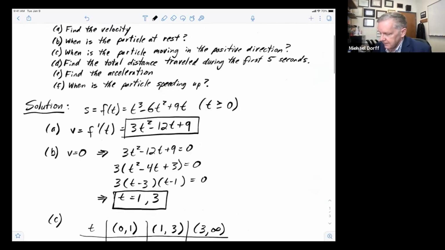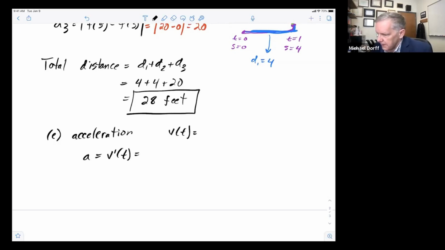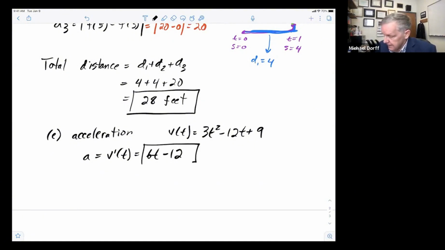We're supposed to find the acceleration. Okay, so we need to find the acceleration. Well, what's the acceleration? Acceleration equals the derivative of the velocity. So I go back, what was my velocity? My velocity again was, let's see if I remember that, 3t squared minus 12t plus 9. So the derivative of that would be 6t minus 12. All right, so that's the acceleration.